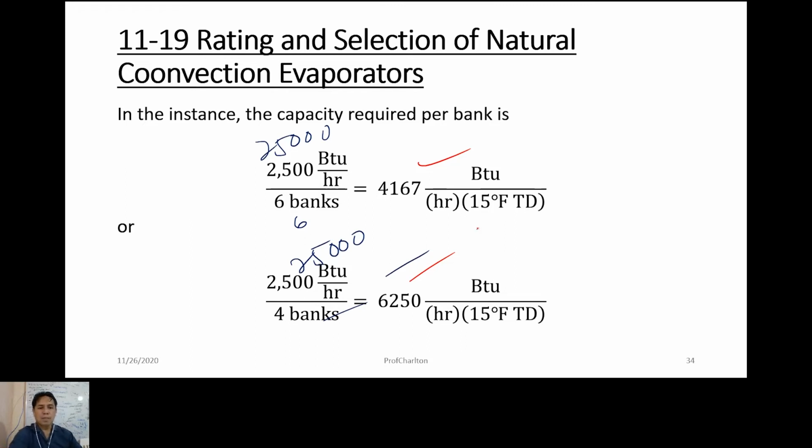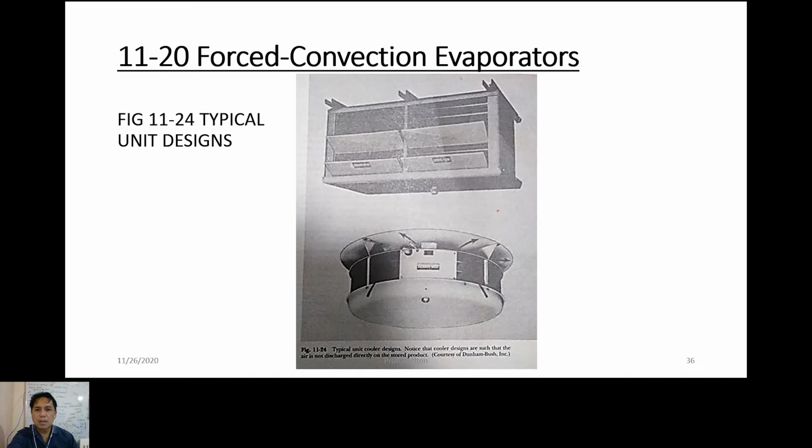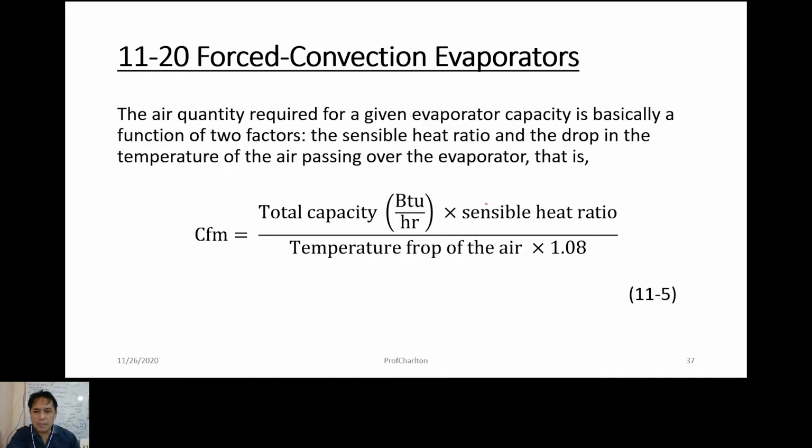At ang temperature difference natin ay 15 degrees, no? So yan ang pag-solve dyan, no? Kumbaga 4,167 BTU per hour divided by 15 degrees temperature difference. So yun yung ating calculation, no? So there are others, and I think we don't have time, but all we have to do is to substitute. No, most of these are direct substitution.